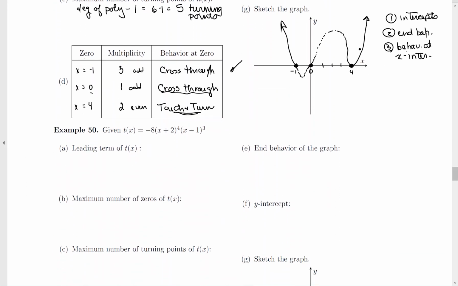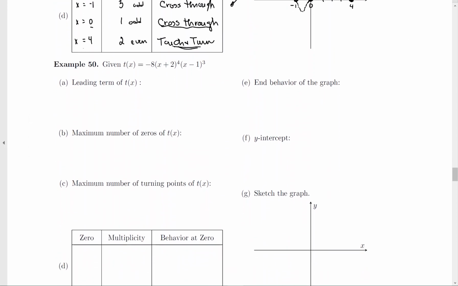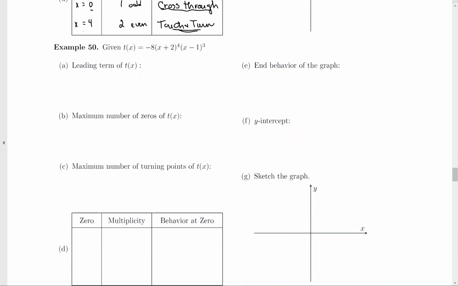Let's take a look at one more here on this page. So again, we're going to look at the leading term first. So I need to think about multiplying all of that out. -8, I have 4 of those. 2, 3, 4. And 3 of the x minus 1s.